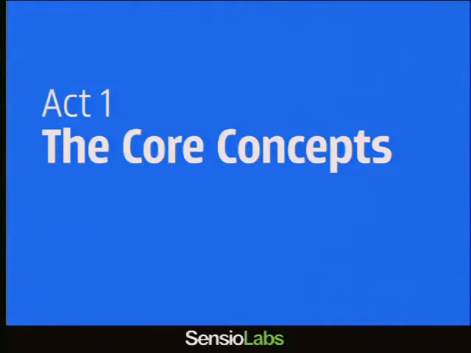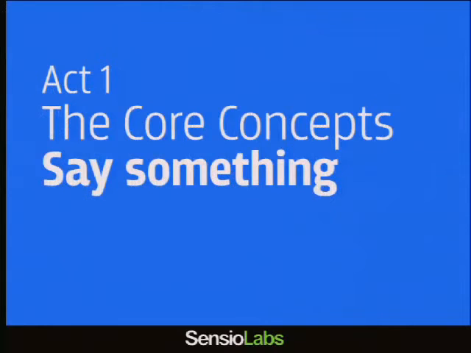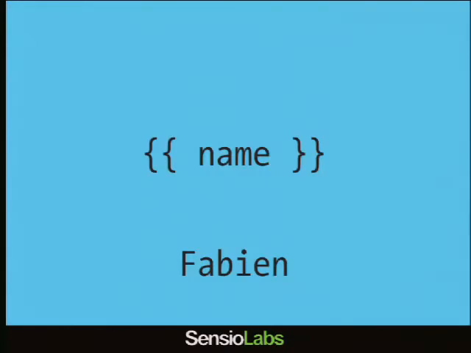So, the first thing I want to talk about is the core concepts that we have in Twig. And as you will see, we don't have that many different concepts. The first thing, and we've already talked a bit about that, the first thing you want to do in a template is to be able to say something, to output something, to replace a placeholder with a value, to inject a value in the template. And as you know now, this is how you can do that. Double braces, what you want to display, the name value, and you close the double braces.